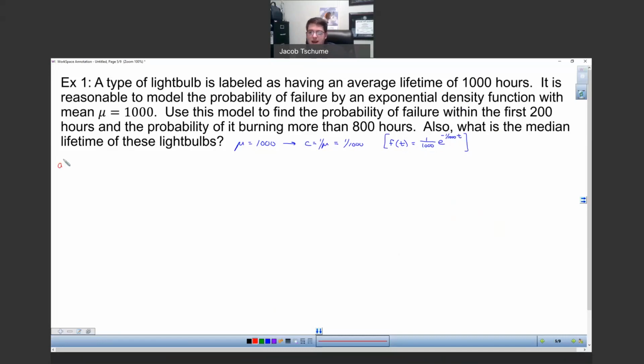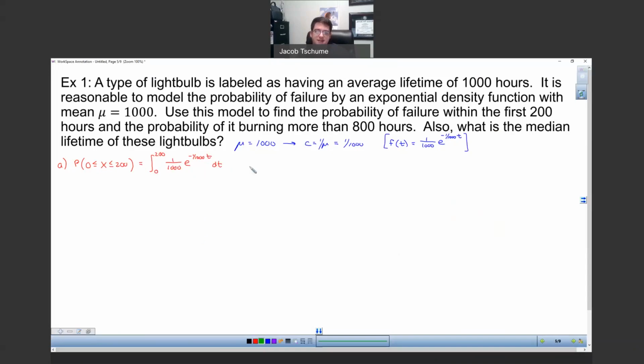So beginning with part A, what is the probability of failure within the first 200 hours? So we're trying to figure out what's the probability that the light bulb will only last between 0 and 200 hours. So this allows us to set it up as an integration problem. We are going to integrate, and your parameters are what you're checking your probability to be. That would be 0 to 200 of the exponential density function, 1 over 1,000 e to the negative 1 over 1,000 t. We're going to integrate this with respect to t.